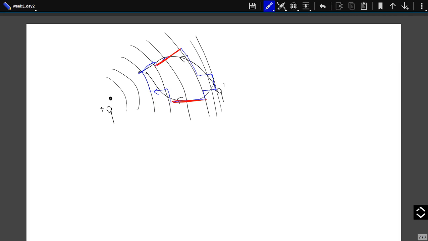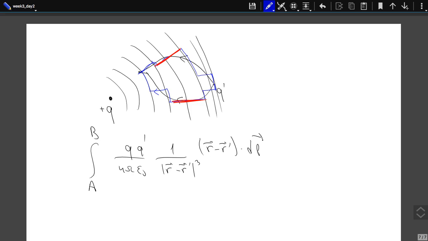So that's kind of nice. That tells us that if I go from point A to point B, and I calculate Q over 4 pi epsilon 0, Q prime, 1 over the distance cubed, R minus R prime, dot dl. Well, this is the force acting on the charge Q prime.